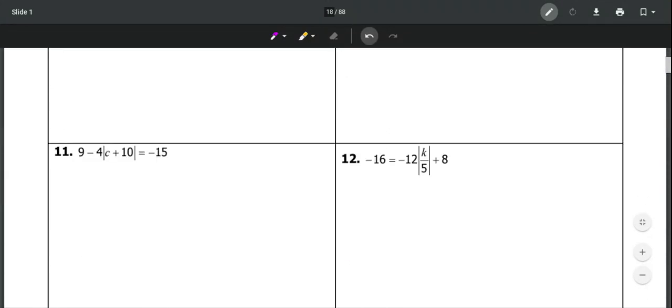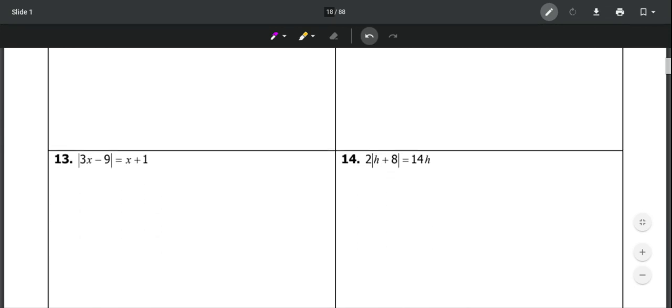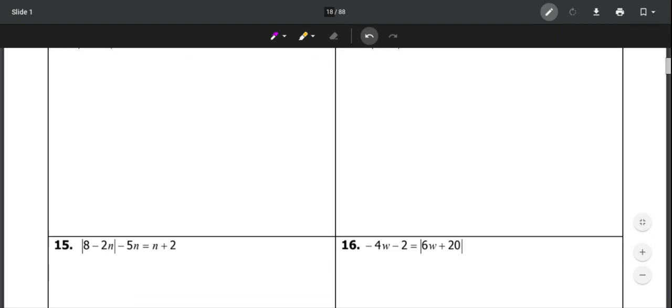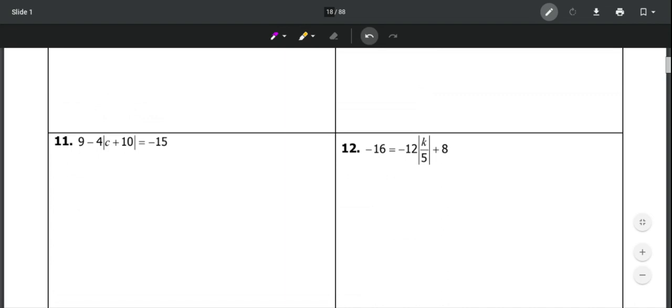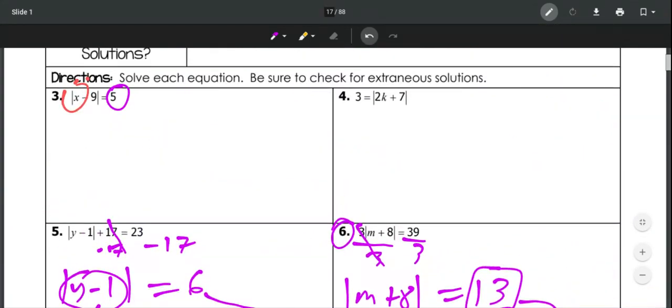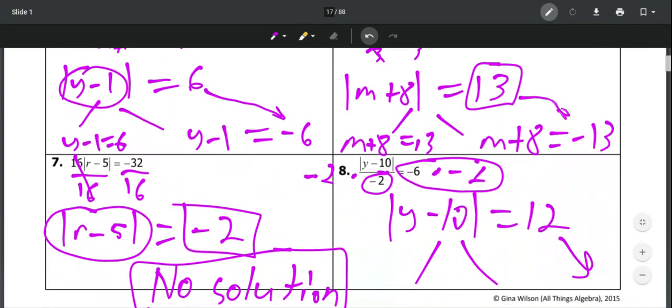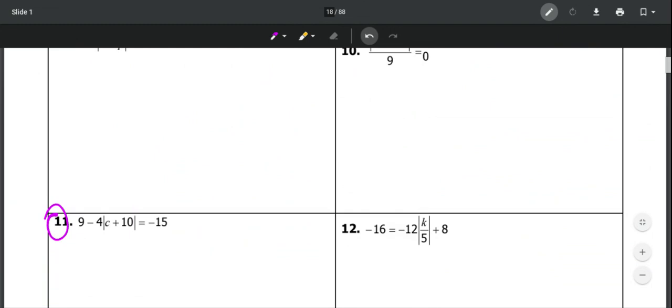The rest of these you'll be able to do. Now, this is the only other problem that you'll have. So let's look at one that has both. Okay. So look at number 11. This will be the last one. We need to isolate this absolute value sign. Actually, just make sure on all of these you check for extraneous values.